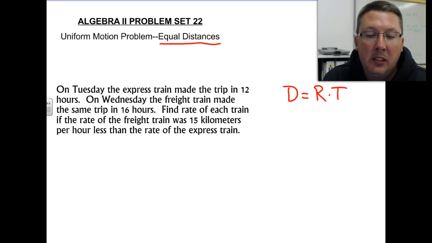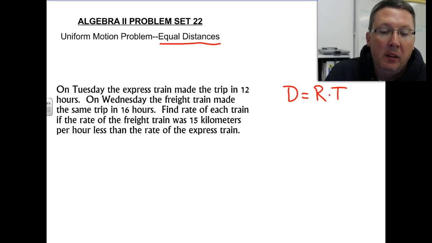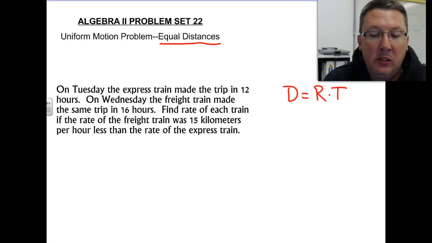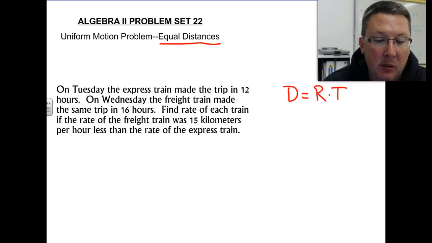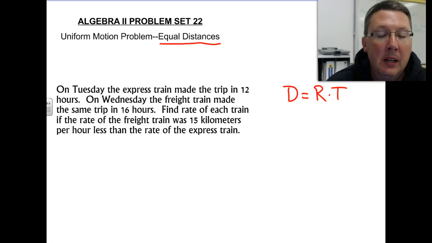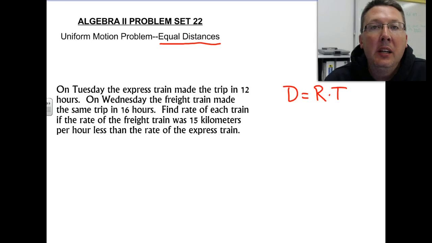On Tuesday, the express train made the trip in 12 hours. On Wednesday, the freight train made the same trip in 16 hours. Find the rate of each train if the rate of the freight train was 15 kilometers per hour less than the rate of the express train. So we have to think about what's happening here in the problem.